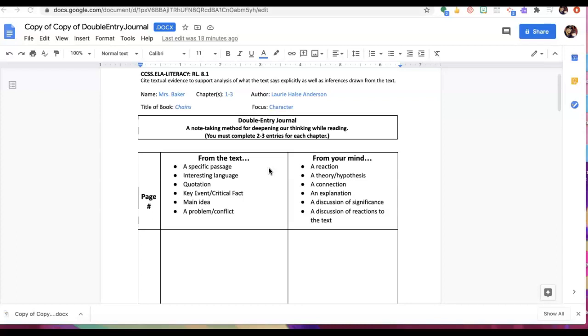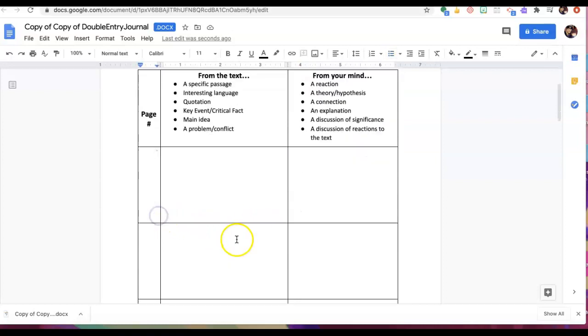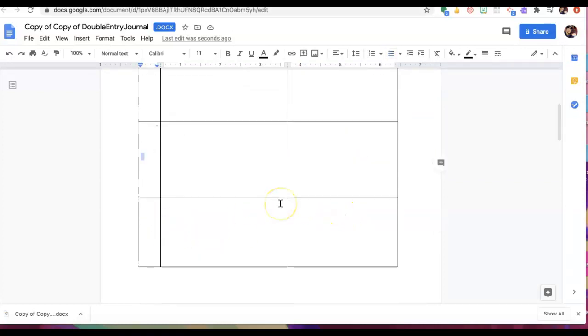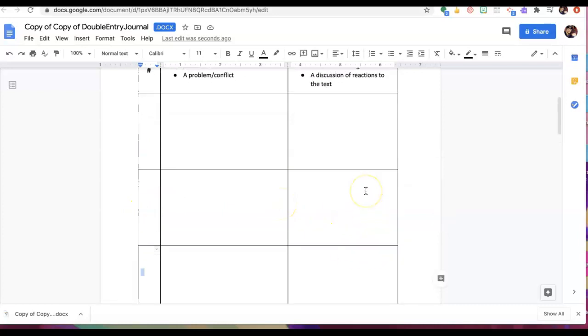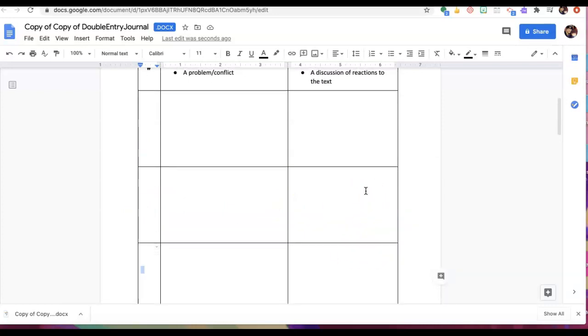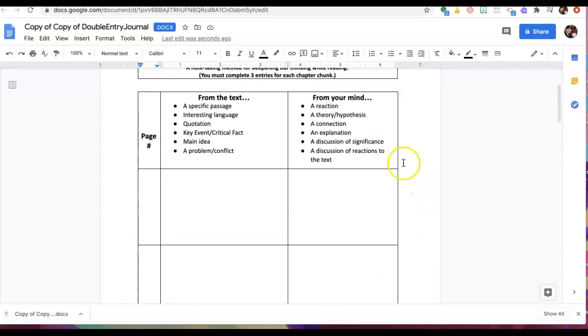So if you are watching this, I am assuming that you have already read chapters 1 through 3. All right, I'm going to change this. It says 2 to 3 entries per chapter. So this is a note-taking method for deepening our thinking while reading. You must complete 3 entries for each chapter chunk, okay? So what this means is 3 entries: 1 entry, 2 entry, 3 entry. So for each chapter chunk, so for chapters 1 through 3, we are going to complete one side of these pages.